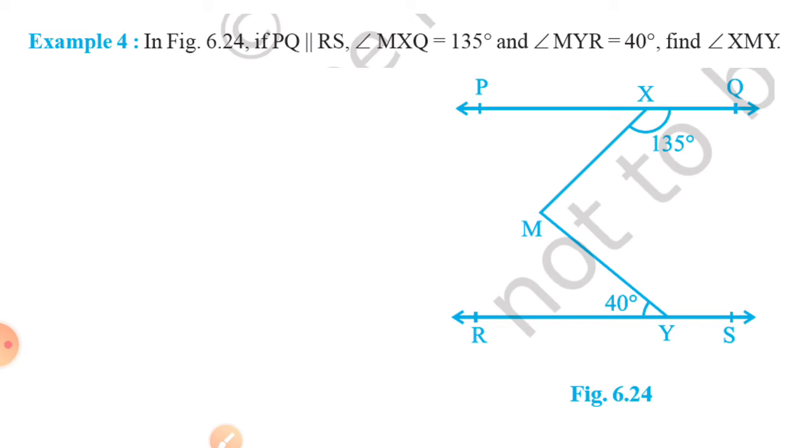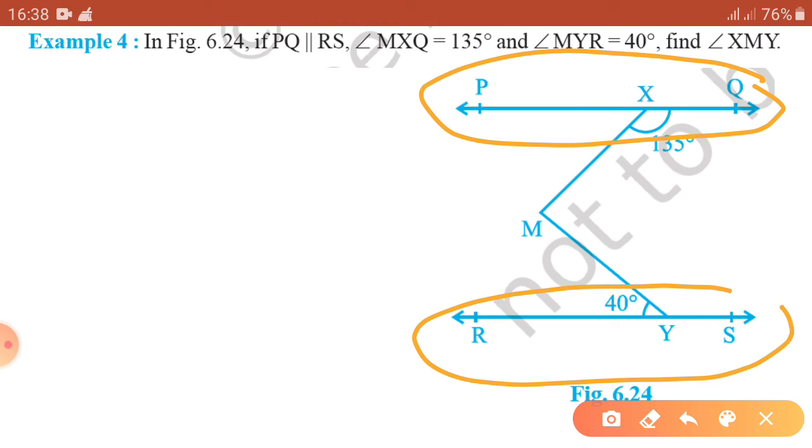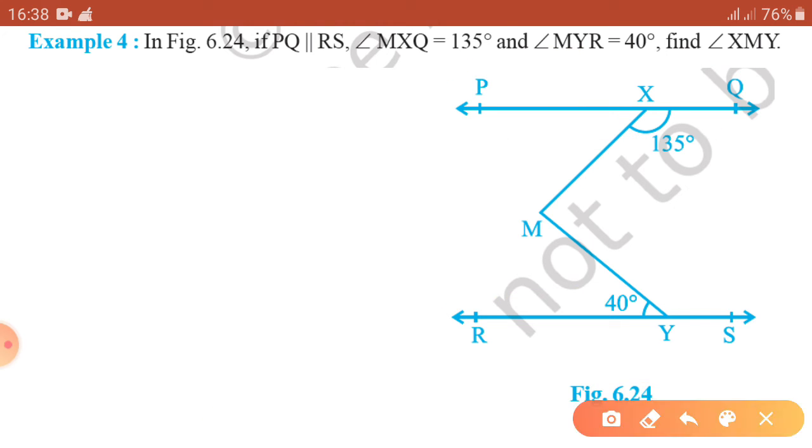So look at this figure number 6.24. Here PQ is parallel to RS, that means this line is parallel to this line. Angle MXQ is equal to 135 degrees, that means this angle is 135 degrees, and angle MYR, that means this angle, is 40 degrees. So we have to find out the angle XMY, that means this angle.